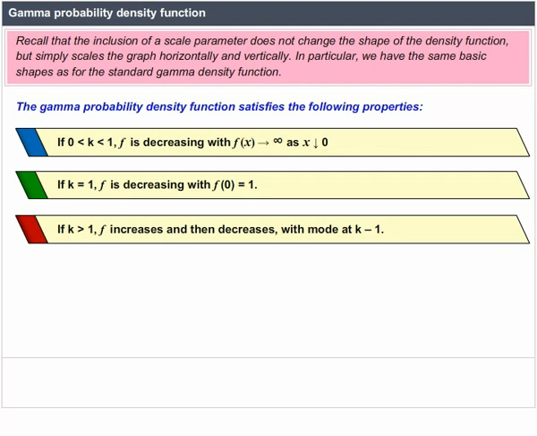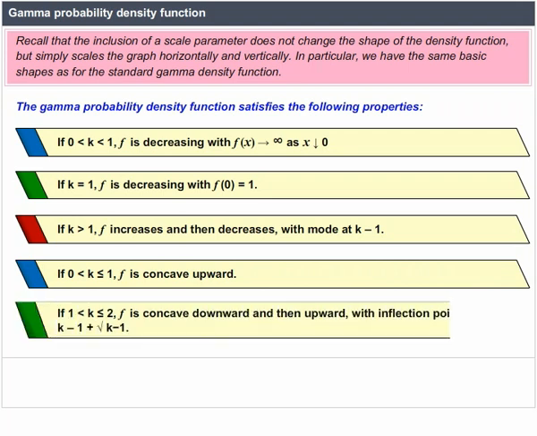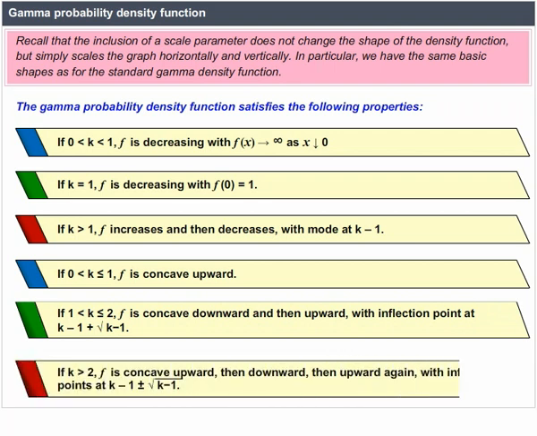If 0 < k ≤ 1, f is concave upward. If 1 < k ≤ 2, f is concave downward and then upward with inflection point at k − 1 + √(k − 1). If k > 2, f is concave upward, then downward, then upward again with inflection points at k − 1 ± √(k − 1).